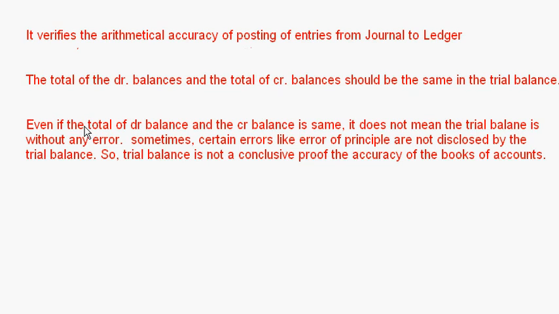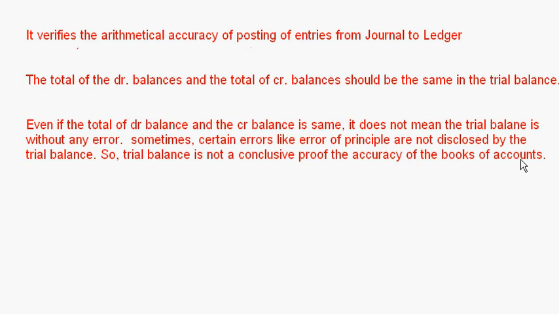Now, in some cases, the debit balances and the credit balances, the total of them, they do tally, but even then, there might be some errors. Even if the total of the debit balances and the credit balances is same, that is, they tally, it does not mean that the trial balance is without any error. Sometimes certain errors like error of principle are not disclosed by the trial balance. So trial balance is not a conclusive proof of the accuracy of the books of accounts.